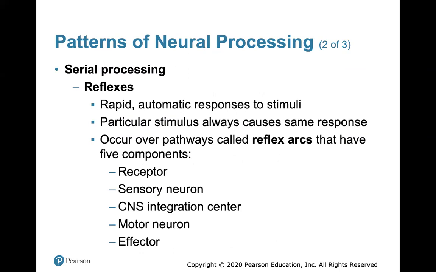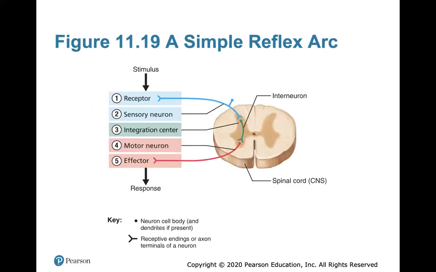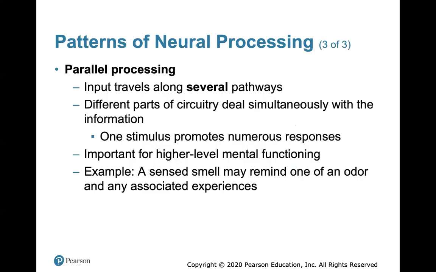Reflexes are going to be important later on in the semester as well. These are rapid automatic responses to stimuli. They occur over pathways called the reflex arc that have five components, which you should know. The receptor sends a signal through the sensory neuron to the integration center, and then out through the motor neuron to an effector to signal a response. So you should know these five steps of a reflex arc, and you might see a picture like this on an exam one day.